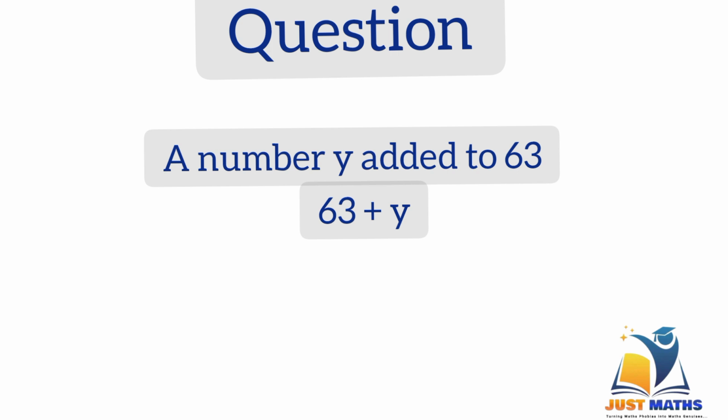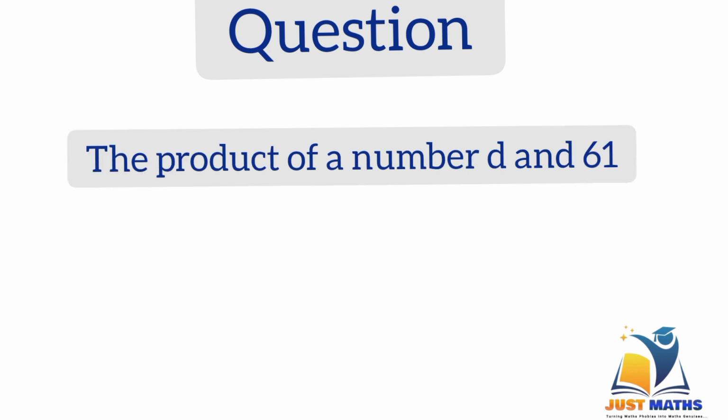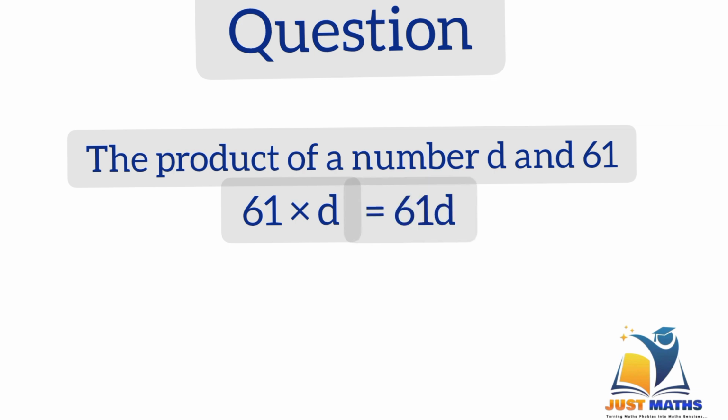Now, let's try another phrase. The product of a number d and 61. To express that, this will be 61 times d, which eventually will be 61d.